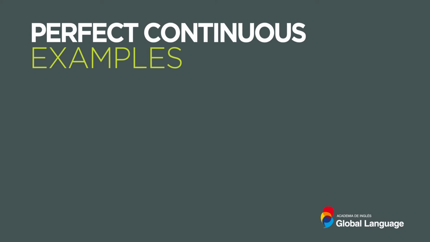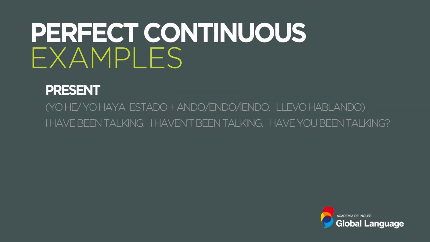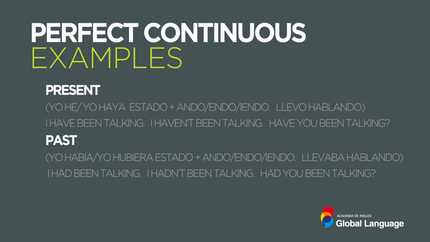Perfect continuous examples. Present. Yo he, yo he estado, más ando, indo, yendo. Llevo hablando. I have been talking. I haven't been talking. Have you been talking? Past. Yo había, yo hubiera estado, más ando, indo, yendo. Llevaba hablando. I had been talking. I hadn't been talking. Had you been talking?